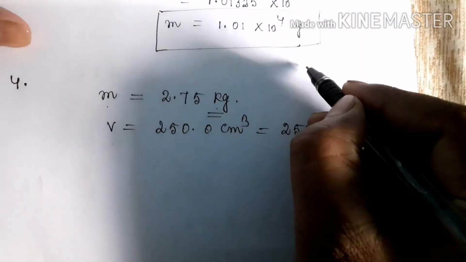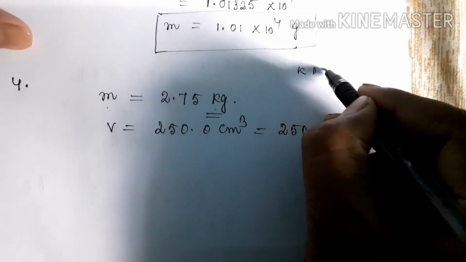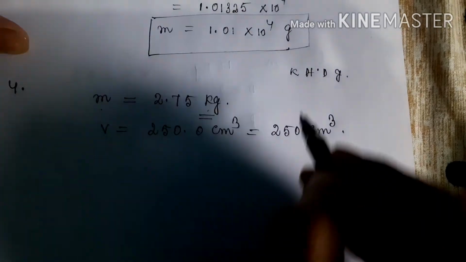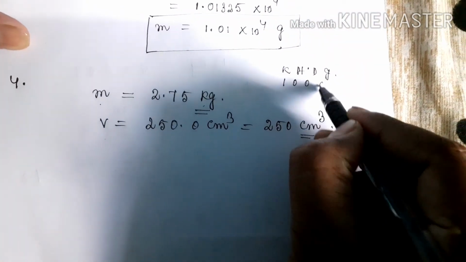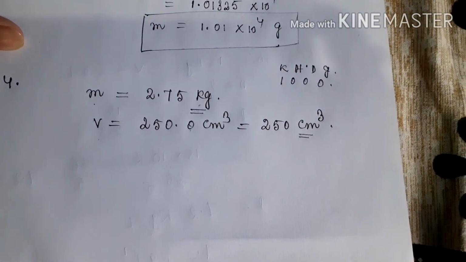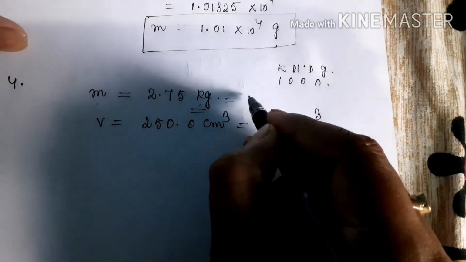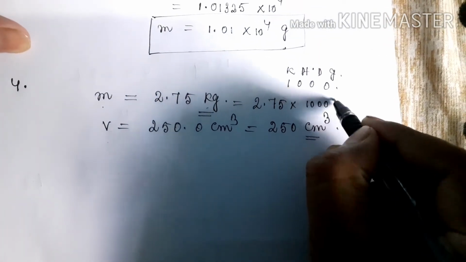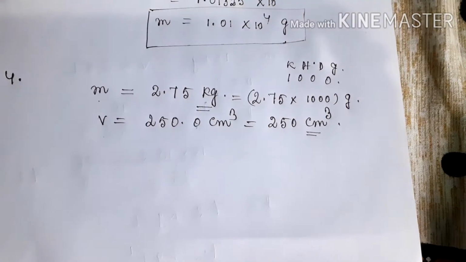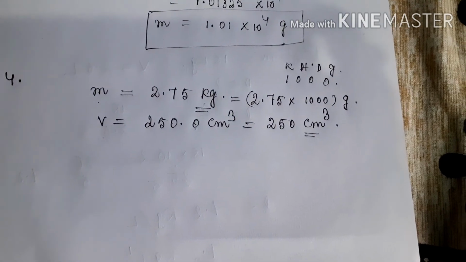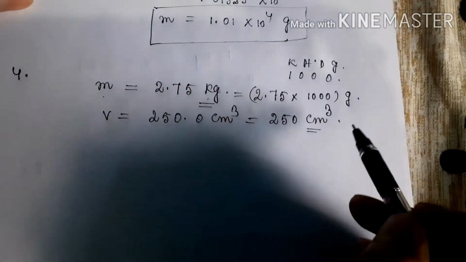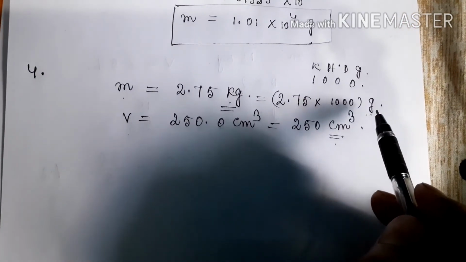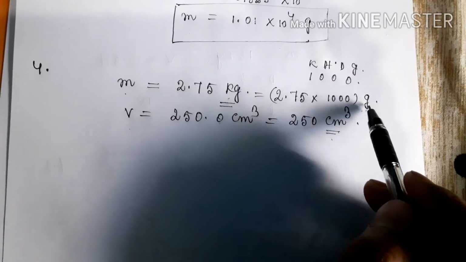You know that rule already. 1 kilogram is equal to 1000 gram. So the mass of that one will be 2.75 into 1000 grams. When you convert that, the gram unit will come. Then both these units are the same, and they are also asking that you write the density unit in gram per centimeter cube.